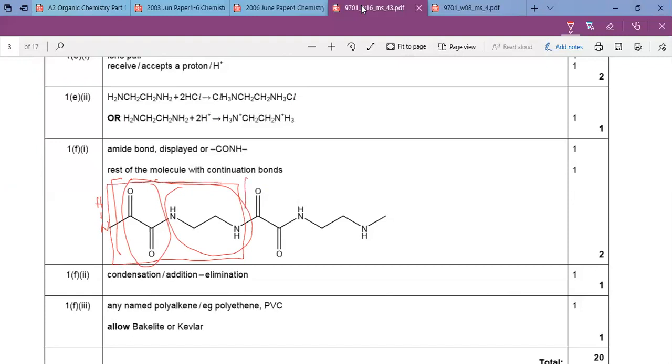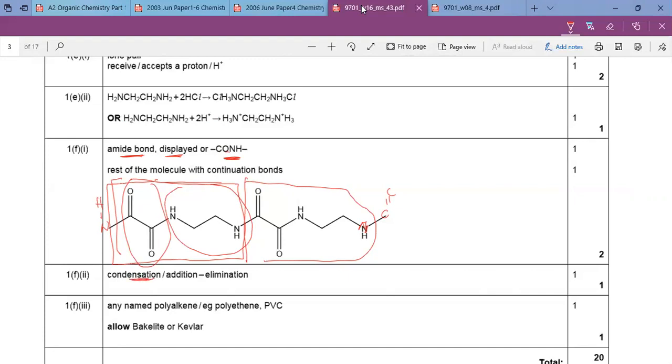The second one. See now? Very good. They stop here. They didn't put the extra bond here. So two repeat units, two marks. You must display the amide bond. It's on here. Display it better. One mark. And the whole thing is one mark. It's called a condensation reaction.